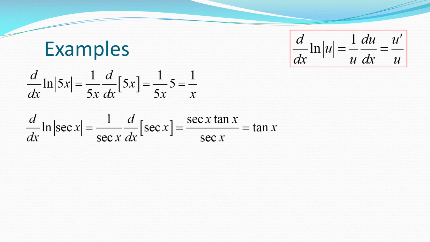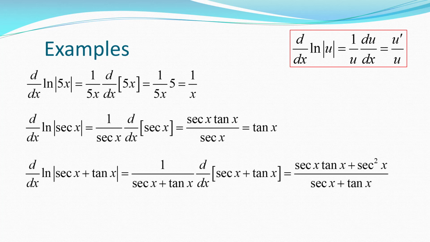What about the derivative of the natural log of the absolute value of the secant? So just drop the natural log, drop the absolute value, put the secant in the denominator, take its derivative, secant times tangent, and put it in the numerator. But then you would have secant of x times tangent of x divided by secant of x, and that's tangent. A little bit more complicated one.